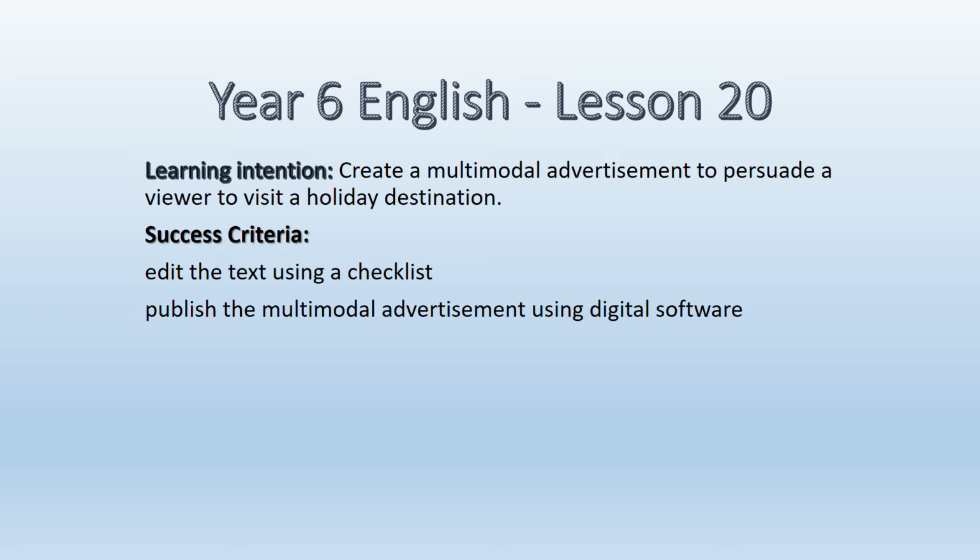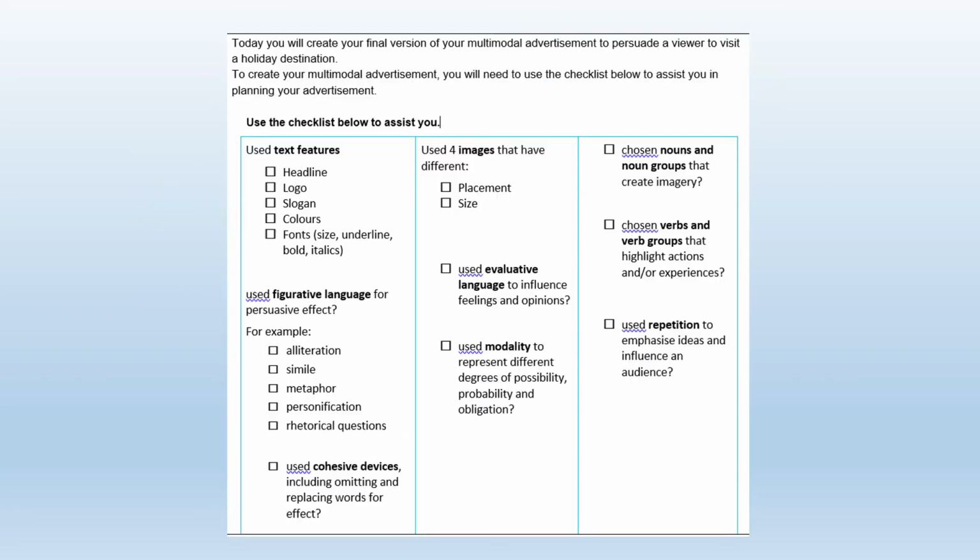All right, so let's have a look at the checklist. So here is your checklist. This is your go-to to make sure that you include absolutely everything you can on your advertisement. So as you do your final copy up, what I would be doing is ticking off on this checklist as you go. So once you've put your headline on there, give it a tick. Logo, slogan, colors, fonts. Once you've done those things, tick it off so that it reminds you of what you need in it so that you don't forget anything.